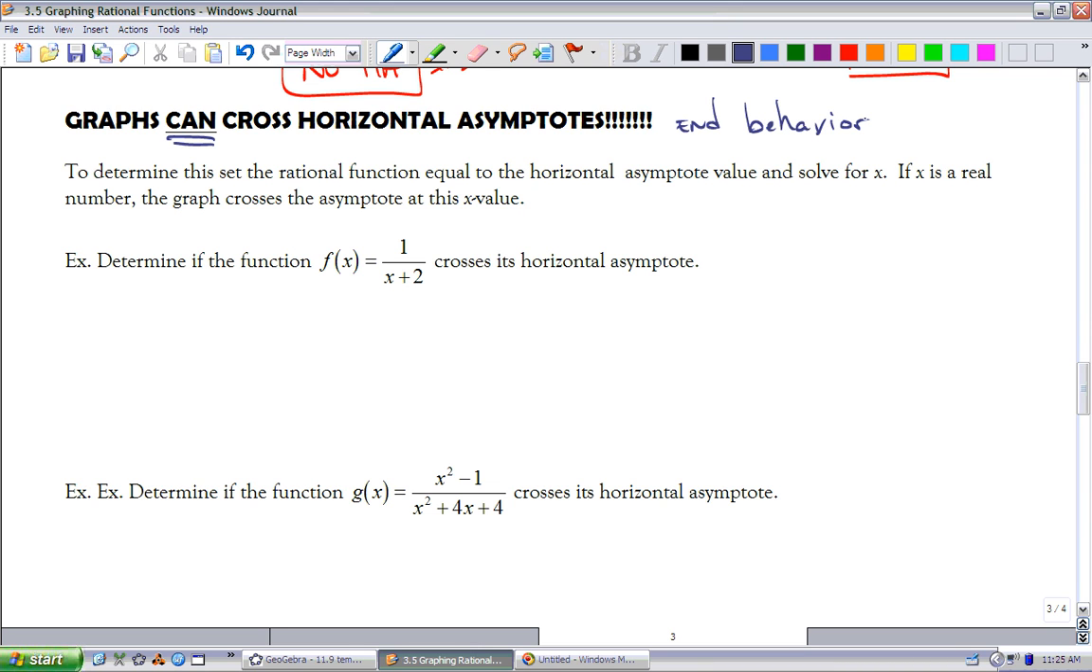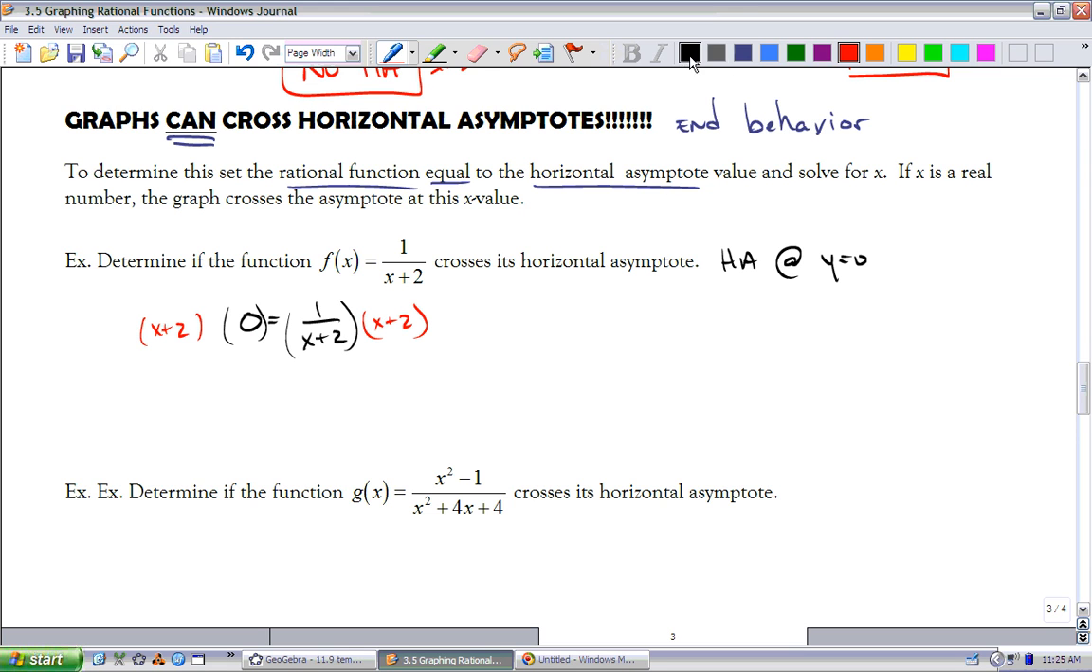To determine if it does cross, you set the rational function equal to the horizontal asymptote. When we look at this first one, this is one we looked at earlier, this one has a horizontal asymptote at y equals 0. So to figure out if it crosses, all we're saying is, does this function ever achieve a y value of 0? So we put this in, and we multiply both sides by x plus 2 to help us solve here. Then we get 0 equals 1.